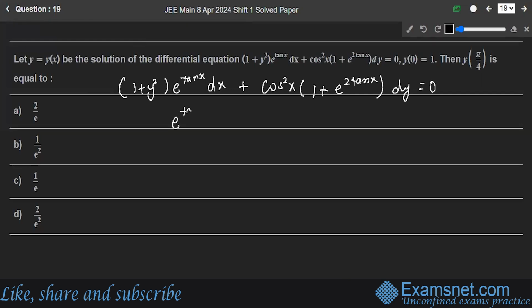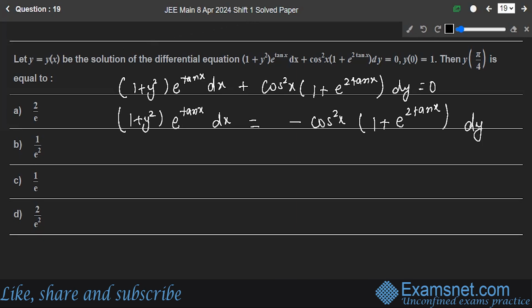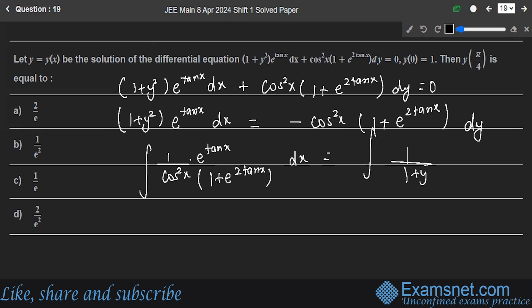So you have e power tangent x into dx is equal to minus cos squared x into (1 plus e power 2 tangent x) dy. Here I'm writing this also. So let's segregate the x and the y terms. So you will have the integral of 1 upon cos square x into e power tangent x upon (1 plus e power 2 tangent x) dx is equal to 1 upon (1 plus y square) dy.